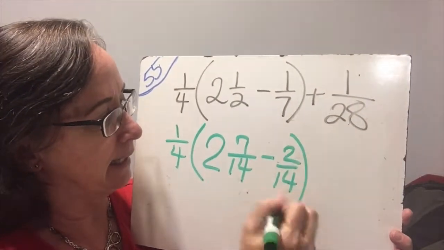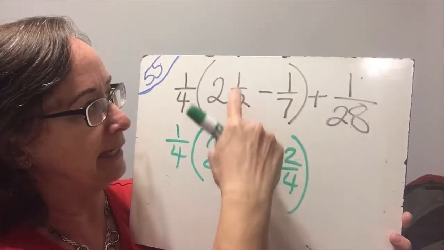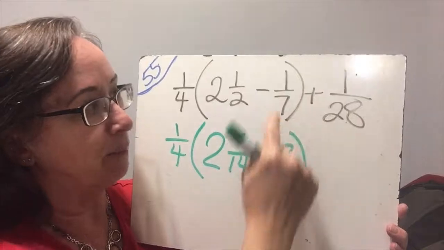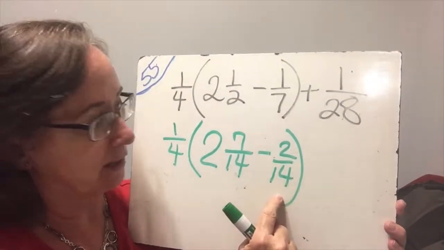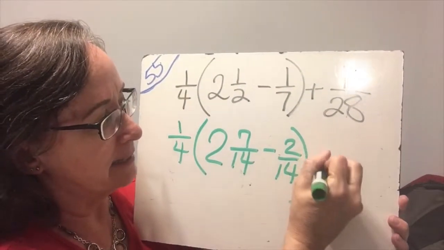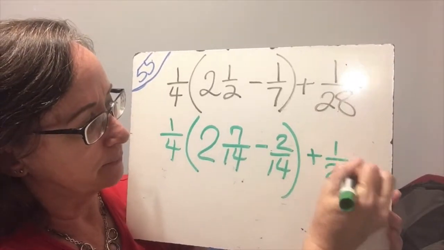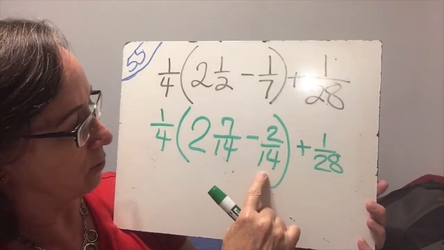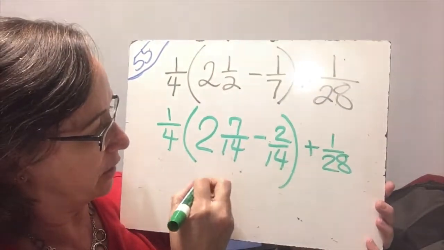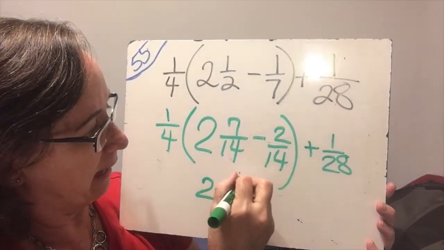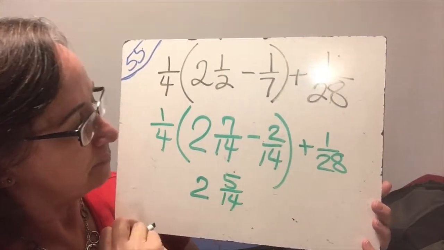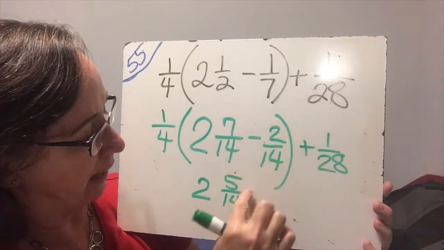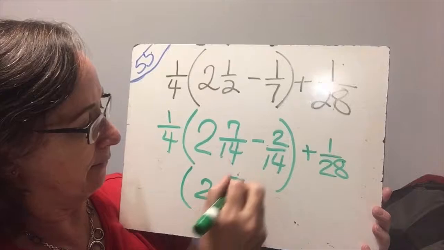So notice what I did. I took the 1/2 and I multiplied it by 7/7. Then I multiplied the 1/7 by 2/2. And I've got a common denominator plus the 1/28. Okay, so now I'm going to look at this, and I can go ahead and subtract it right away. And I'm going to get 2 and 5/14. Okay, because 7 minus 2 is 5/14. And then I've got the 1/4 plus the 1/28.